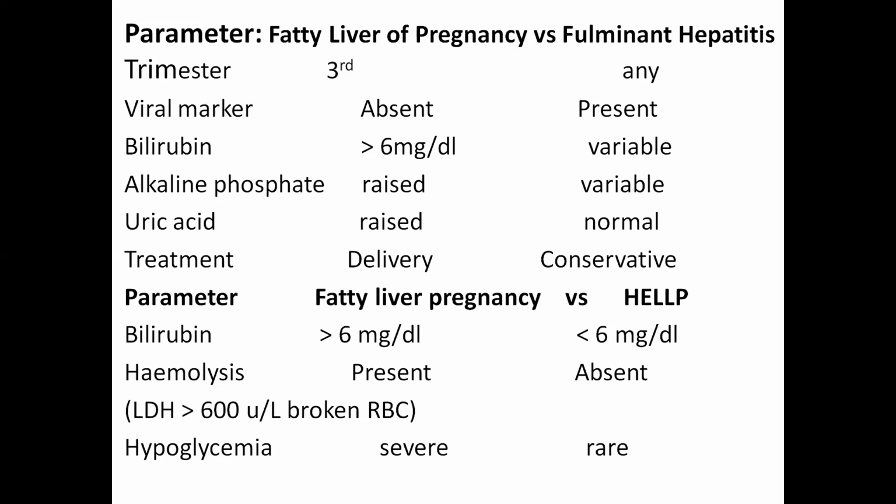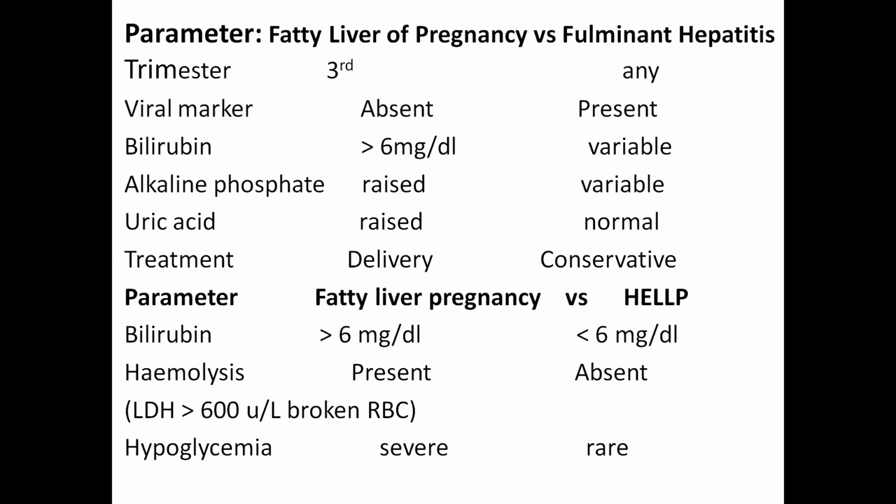Now, the second differential diagnosis is HELLP. You have to differentiate fatty liver of pregnancy from HELLP. Now, what is HELLP? Hemolysis, elevated liver enzymes, and low platelets. That is a variant of preeclampsia. Now, what is the difference between these two? Number one, bilirubin is increased, as I have just said. It is more than 6 milligram, while in HELLP syndrome, bilirubin is less than 6 milligram.